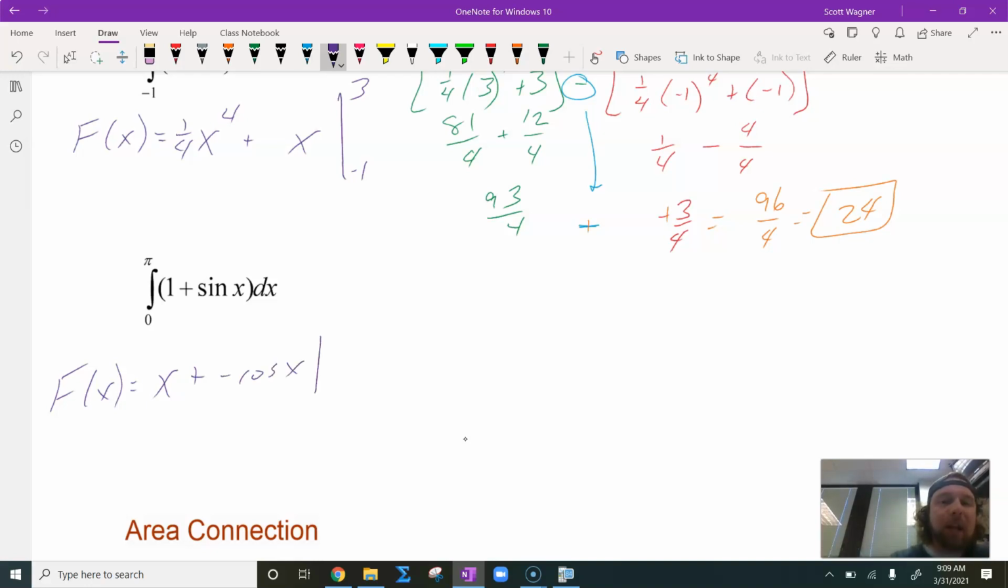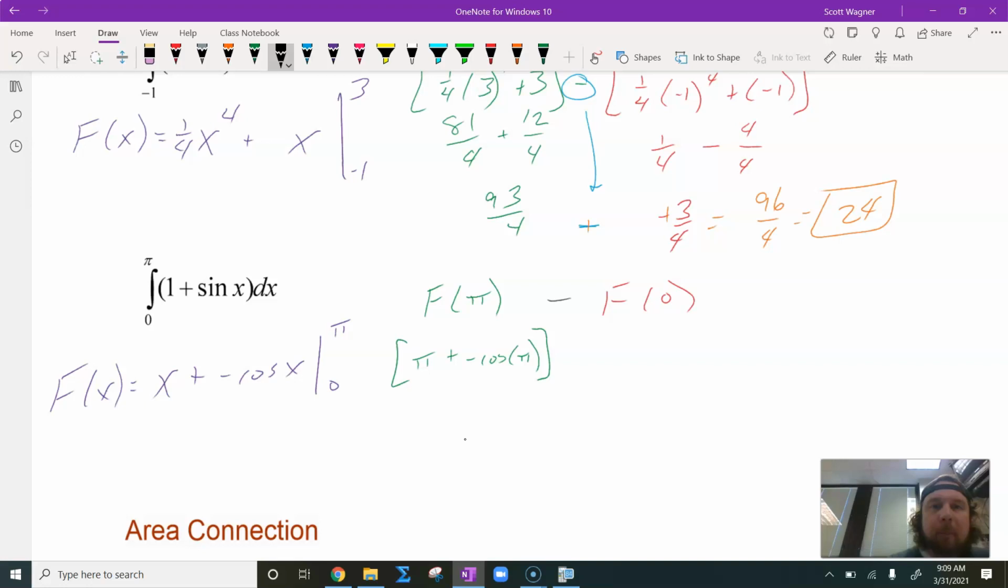And we want to apply this from 0 to pi. All right, so that's our antiderivative. To evaluate this with the fundamental theorem of calculus, we're going to figure out the antiderivative at the upper limit minus the antiderivative at the lower limit. So the green part, the antiderivative at the upper limit, we substitute pi in for x. So that's going to be pi plus a negative cosine of pi.